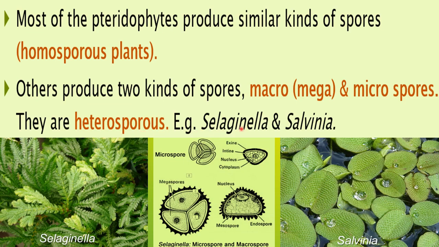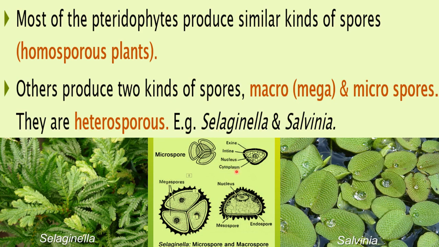Examples of some plants having heterospores are Selaginella and Salvinia. Here you can see these are spores of Selaginella. This plant you can see, this is Selaginella, and these are the spores of Selaginella. This one is a microspore. You can see this is small in size, and this spore is a megaspore as it is large in size.